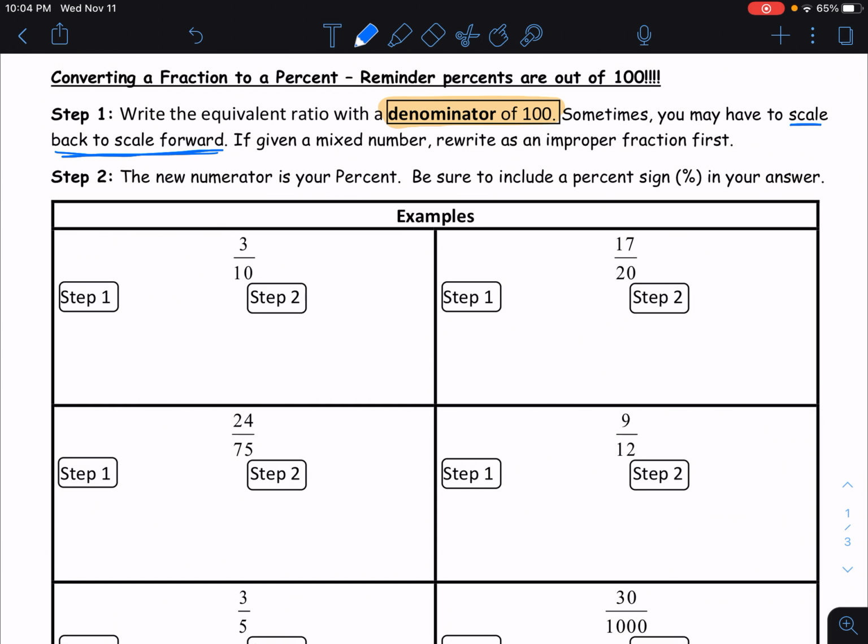In step 2, it says the new numerator is your percent. So we're going to get that fraction with a denominator of 100, and then we're going to take that top number, and that is our percentage. So when we write our answer in step 2, we're going to make sure we include a percent sign.